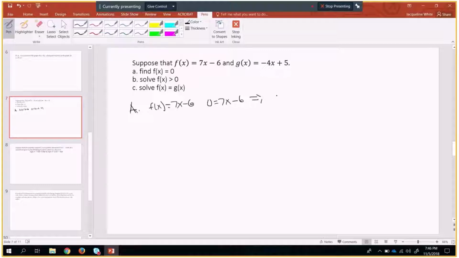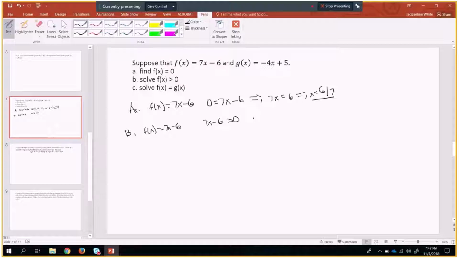That in turn results in 7x is equal to 6, and then x is equal to 6 over 7. All right. Part B is solve f of x is greater than 0. So we have f of x is equal to 7x minus 6, and then we create the inequality 7x minus 6 greater than 0. And then we solve for x again. But this time it's an inequality, remember? So it's going to be kind of like a domain or interval type answer.